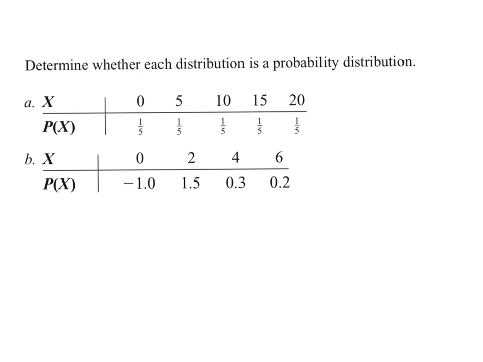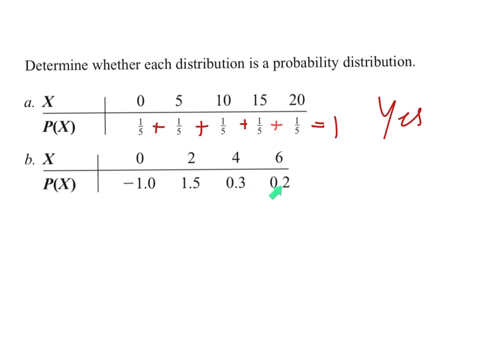Let's focus on this first one. I like to start with the individual probabilities first. Are these all between 0 and 1 inclusively? Yes. What do they add up to? 1. 1/5 plus 1/5 plus 1/5 plus 1/5 does equal 1. That is a probability distribution. That's it.